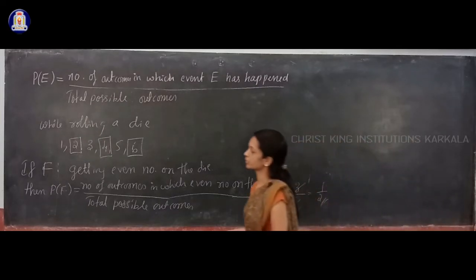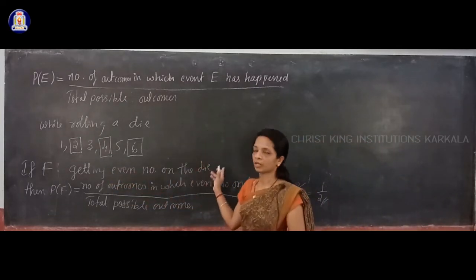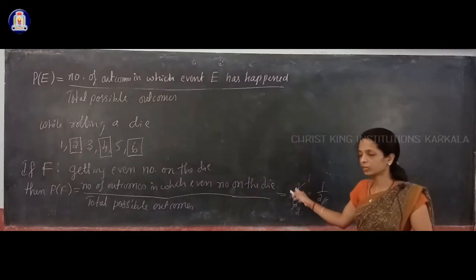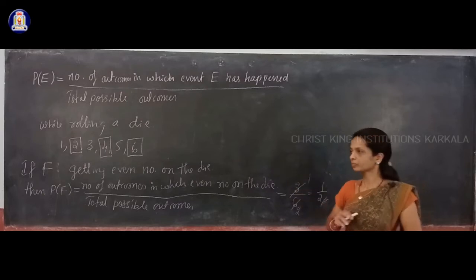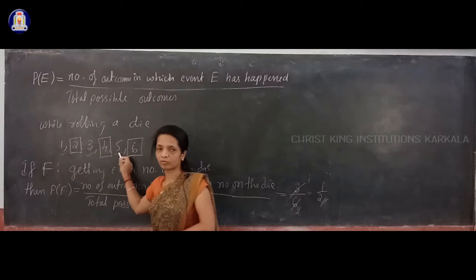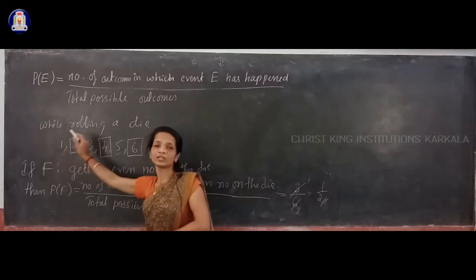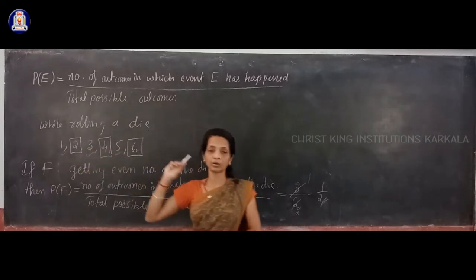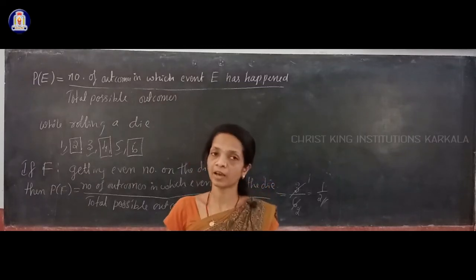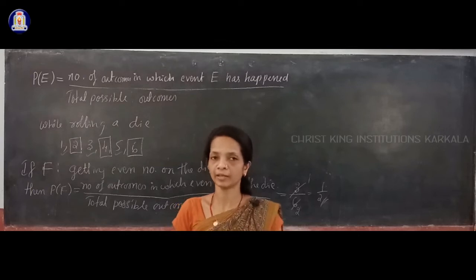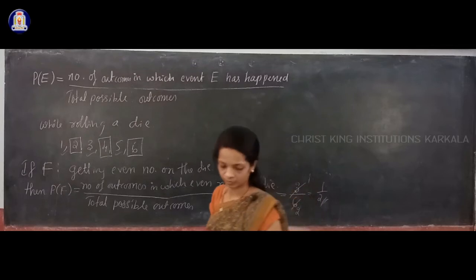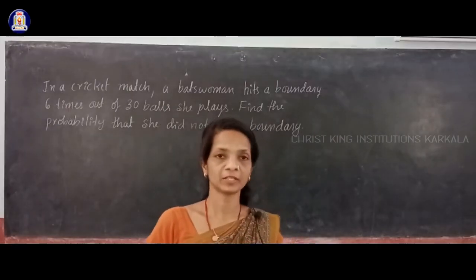Same type, if you are asked about getting an odd number on the die, then also the answer is 1 by 2. I mean that is the simplification of 3 by 6. You have 3 outcomes where you have odd numbers: 1, 3 and 5. If you get a number 1, 3 or 5 on the die, then we say that event F has happened, that is getting an odd number on the die. So then also you have to calculate in the same way. Okay, thank you. Next you have problems on the probability formula.